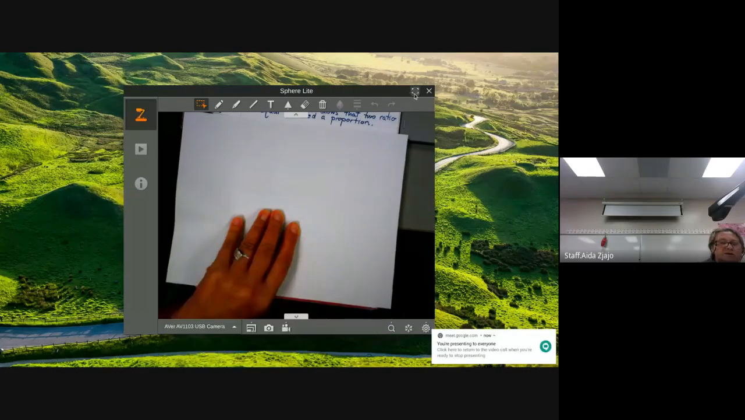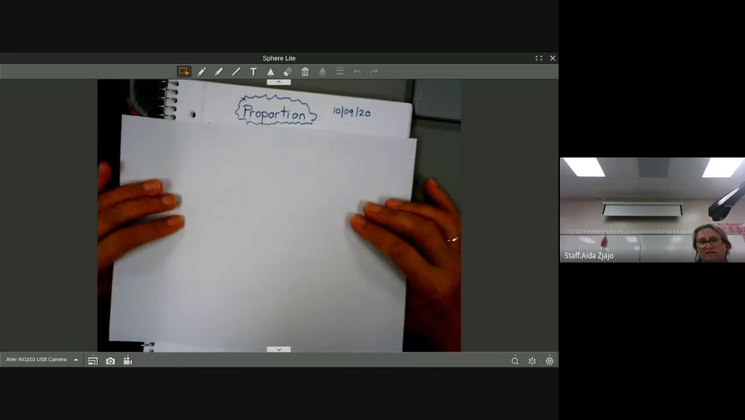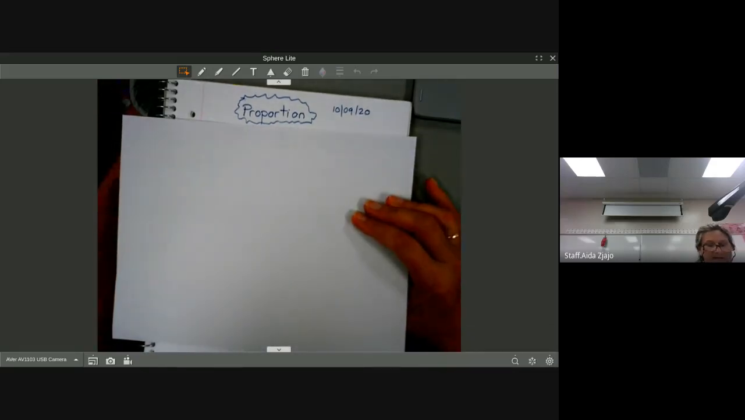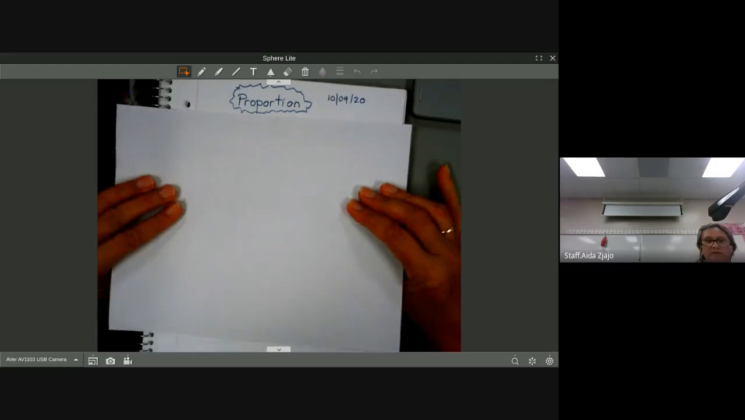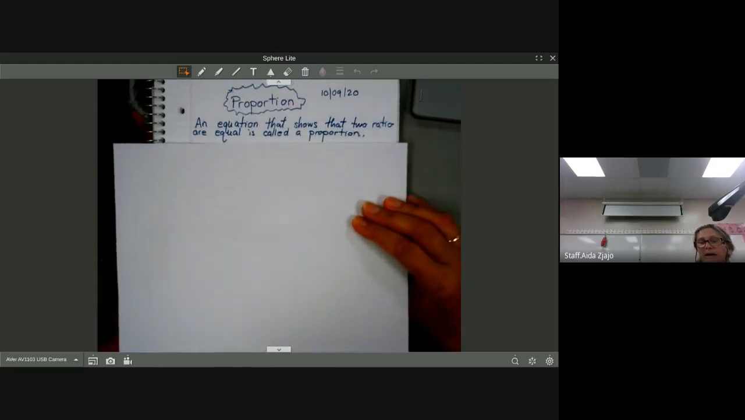Okay, guys, today we're going to talk about proportion and why we are learning ratio. Proportion is a kind of ratio, and sometimes they will ask us, are those things proportional? You probably heard that. Let's write a little definition: an equation that shows that two ratios are equal is called a proportion. So the two things can be proportional or cannot be proportional.